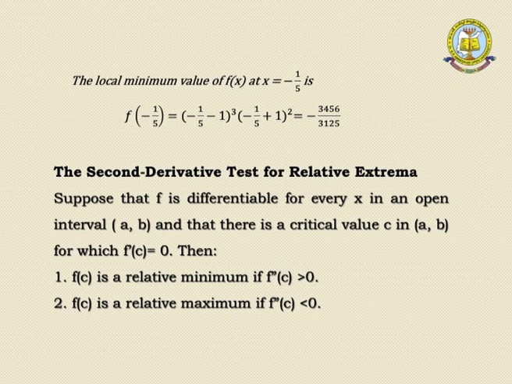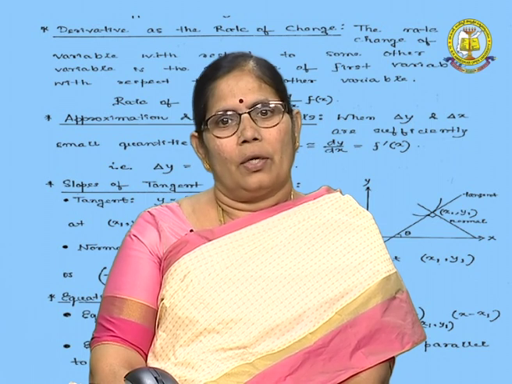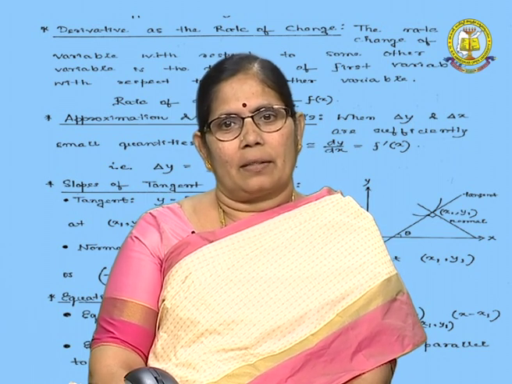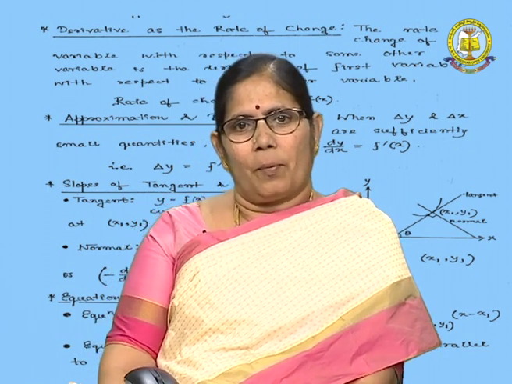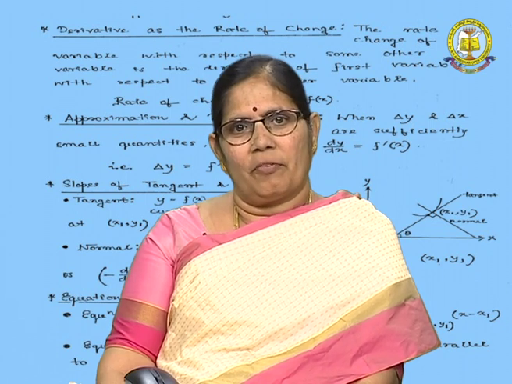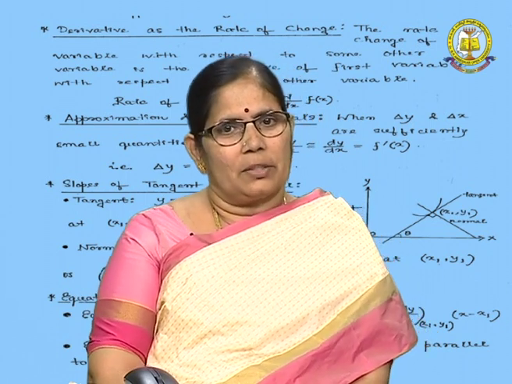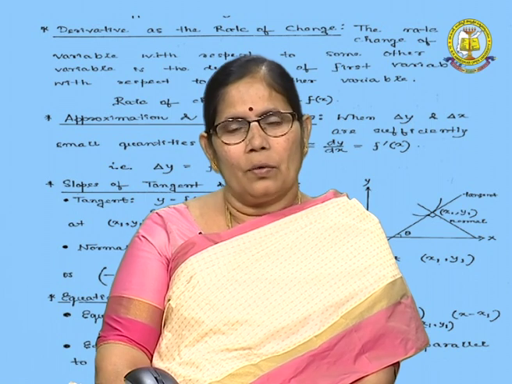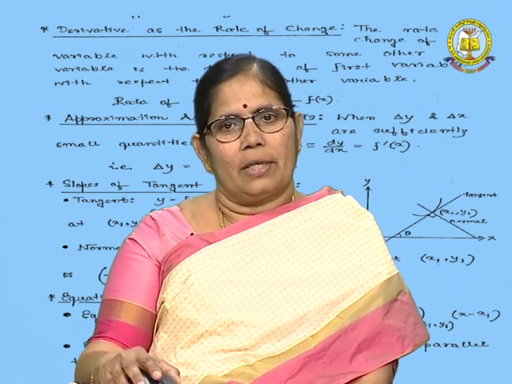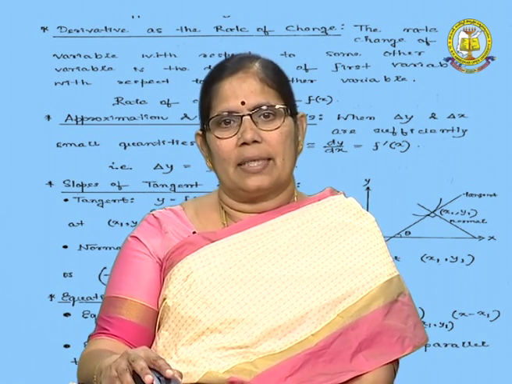If f double dash c is greater than 0, then f of c is a relative minimum, and if f double dash c is less than 0, then the function will have a maximum value. So, this concept is used to find at what point the function is having maximum value or at which point the function is having minimum value, and we can apply it to several functions. Now, look at this example.